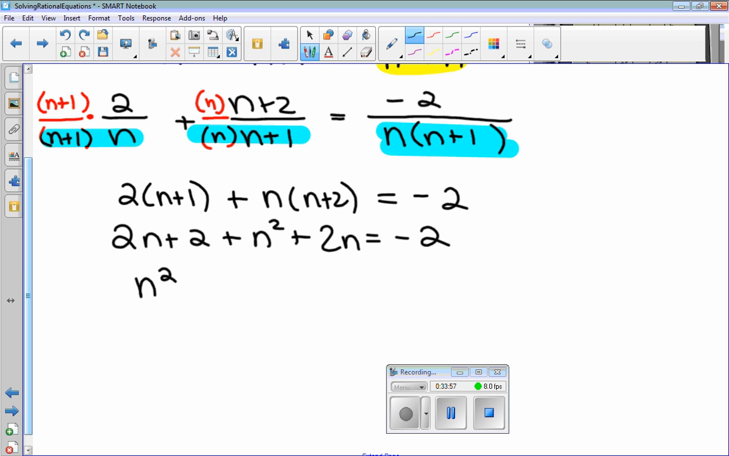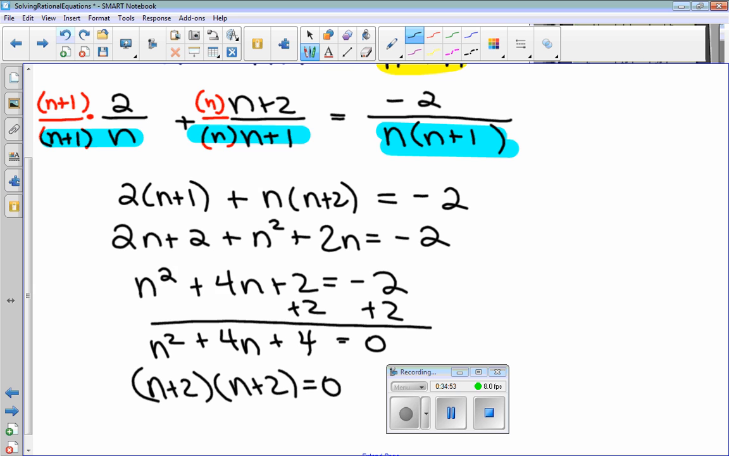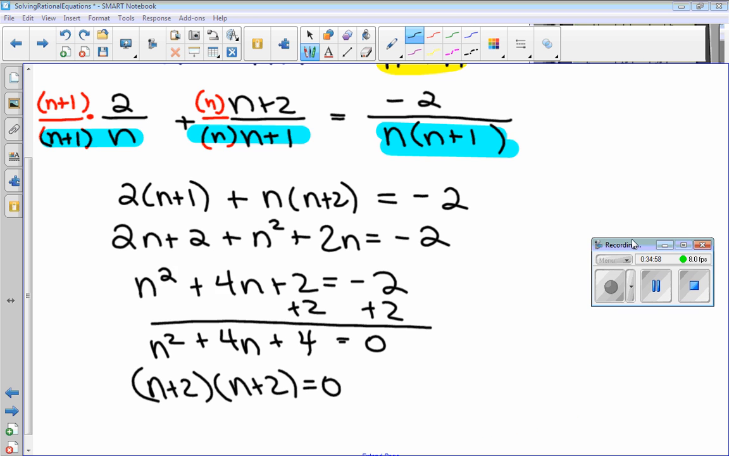n squared plus 4n, I'm going to add 2 to both sides, plus 4 equals 0. I'm crossing it out as I do it, just so I keep track in my own brain. All right, I won't do that if that's confusing. For some people it confuses them, so I'll just do it in more than one step. Does it factor? It does. Good job. I told you, factoring is something you better know how to do.